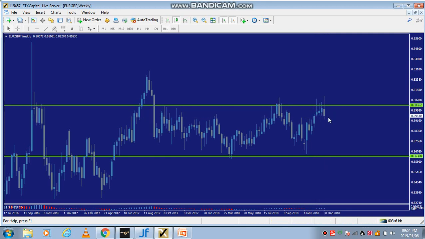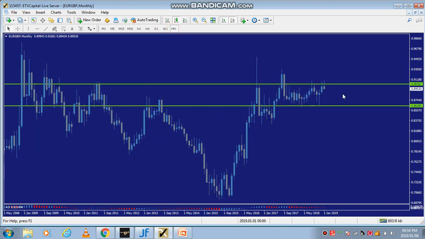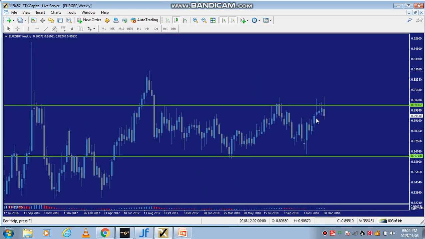So to me, this is a strong reversal move. This is a strong bearish candle, and it happened on the weekly chart. And then on the monthly chart it is also showing a rejection. Then on the weekly chart it's also showing a rejection.